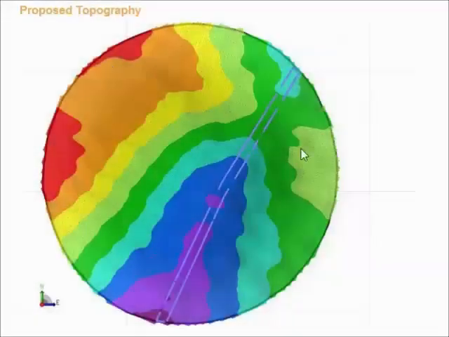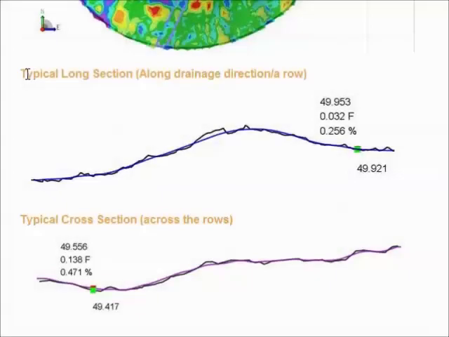To show you what this looks like in profile, I've drawn a couple of cross sections through this field. So here's the long section along the direction of a furrow. The black line is the existing topography and the blue line is the proposed topography. So you can see the blue line, which is our calculated surface, follows the natural topography as closely as possible, but it's cutting and filling in small amounts to get our result. Now the vertical scale on this is exaggerated. It is flatter than this.